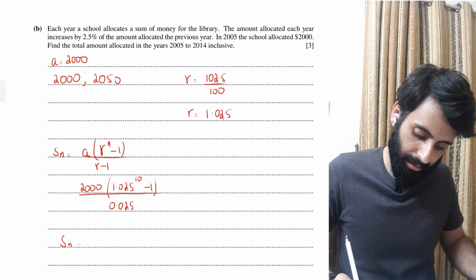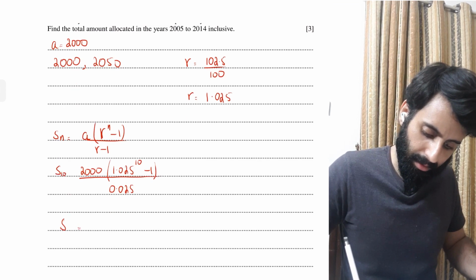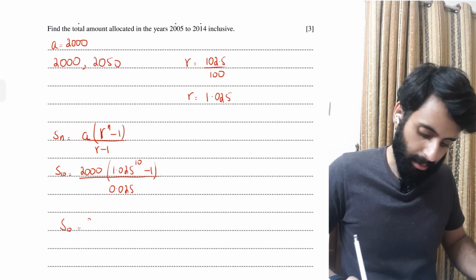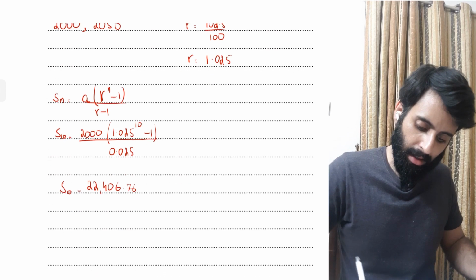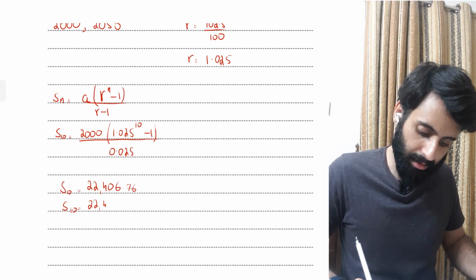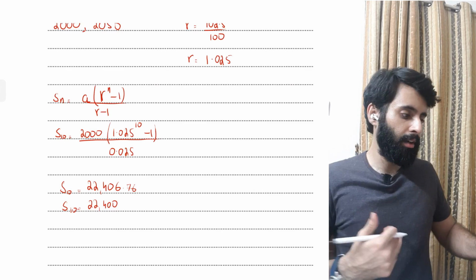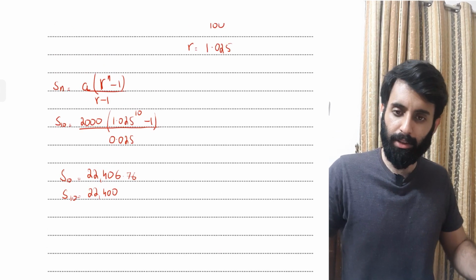So the sum of 10 terms, actually, sum of 10 years is equal to 22,406.76, and then once we round it off, correct to 3 significant figures, we're talking about 22,400, and this is your final and the correct answer. So this was one question. Now let's move to the next question.